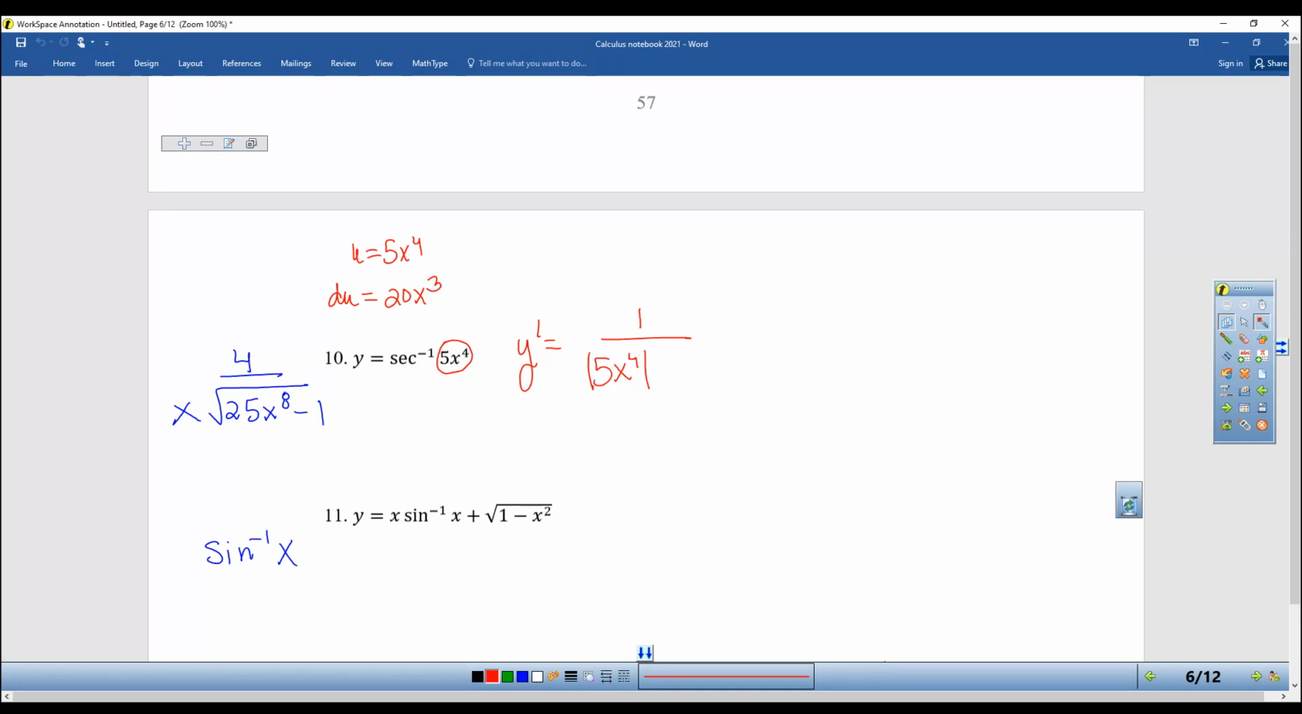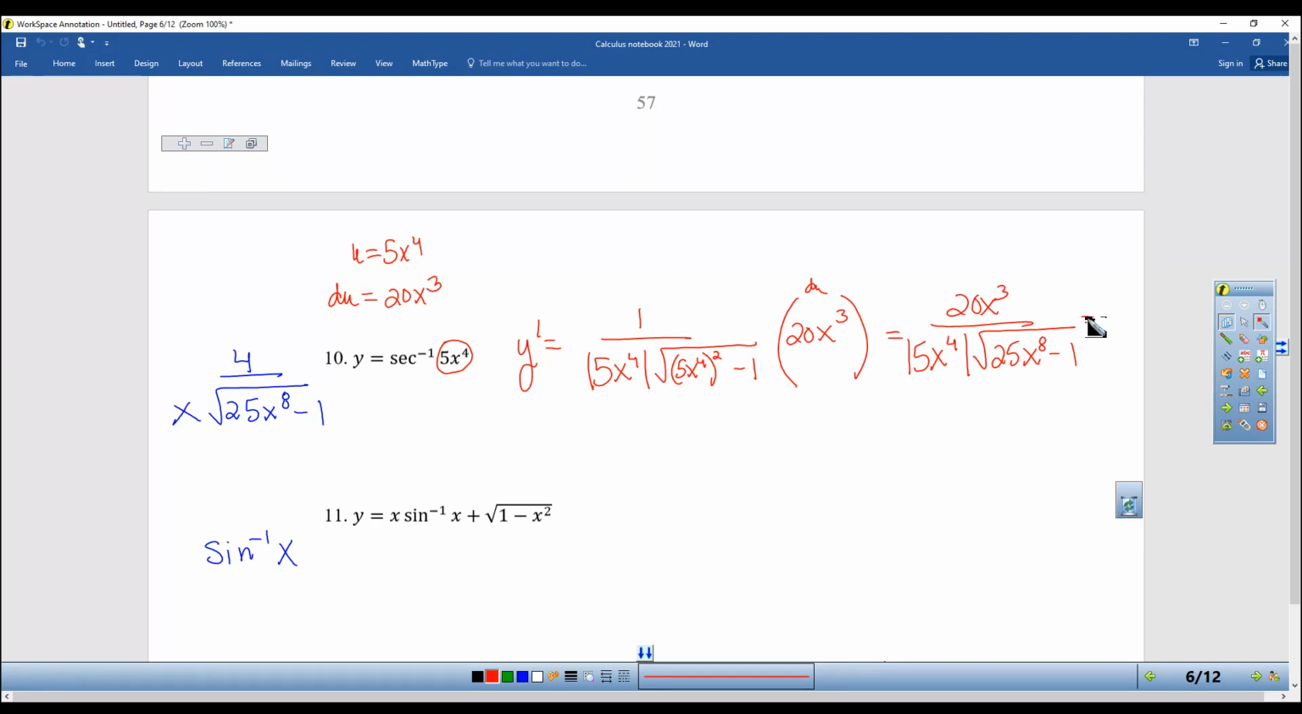And you might be thinking, oh, x to the 4th and it's positive 5, I don't need the absolute value, but keep it there for now and you'll see why. And then times the square root of u squared, so 5x to the 4th squared, minus 1, times the derivative of u, which is 20x cubed. So that gives me 20x cubed over 5x to the 4th square root of 25x to the 8th minus 1.